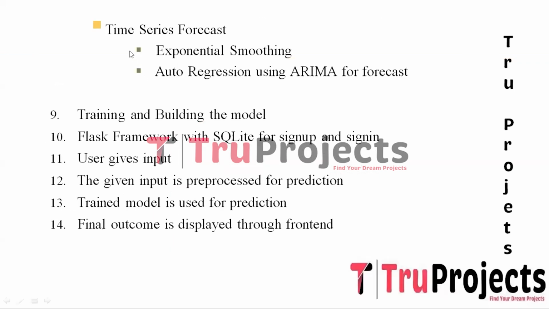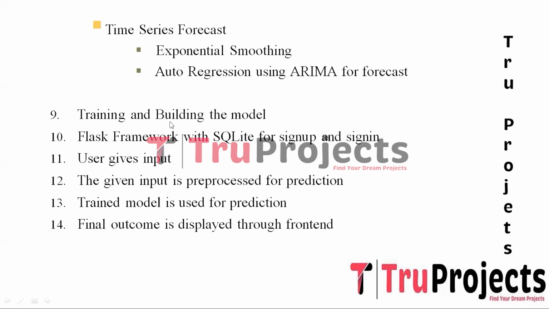The next algorithm used is time series forecasting methods. Time series forecasting methods like exponential smoothing and auto-regression ARIMA are specifically designed for predicting future values in time-ordered data. Exponential smoothing focuses on weighted averages of past observations, while ARIMA considers auto-regressive relationships. These methods are essential for modeling and forecasting unemployment rates over time, accounting for seasonality and trends.